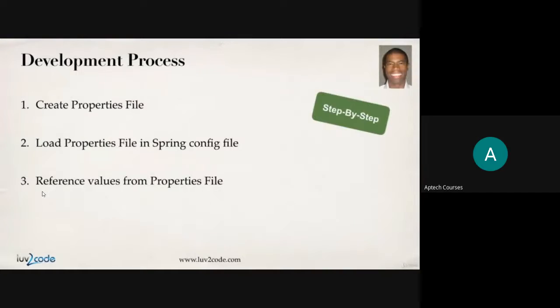All right, again, you know how I love my step-by-step process. So the first thing we're gonna have to do here is create the properties file. Then we'll load the properties file into the Spring config file. And then finally in step 3, we'll reference those values from the properties file.